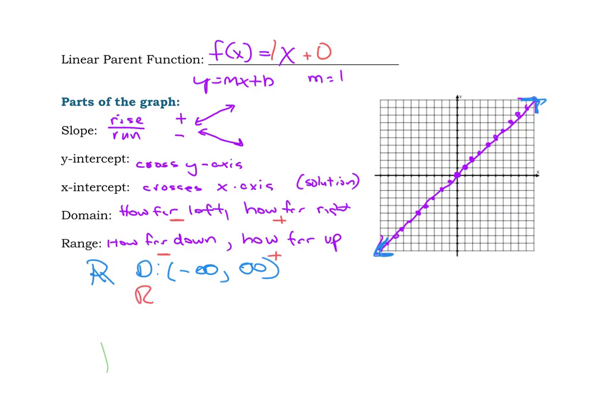Now range is how far down. Well, the bottom of the graph is that same arrow, and down is negative, so negative infinity. And how far up is that arrow, and that would be positive infinity. So that would be the domain and the range in interval notation. So that is what we're going to work at this year.